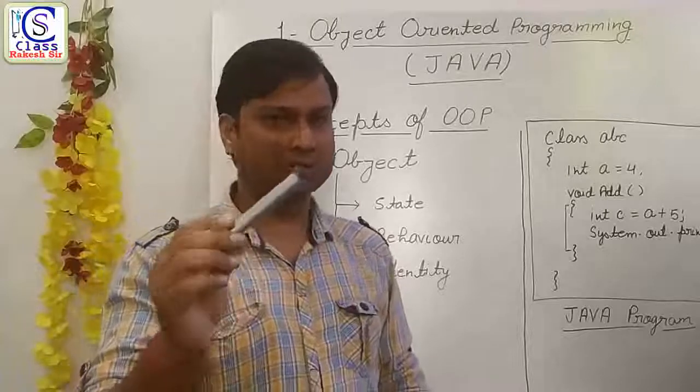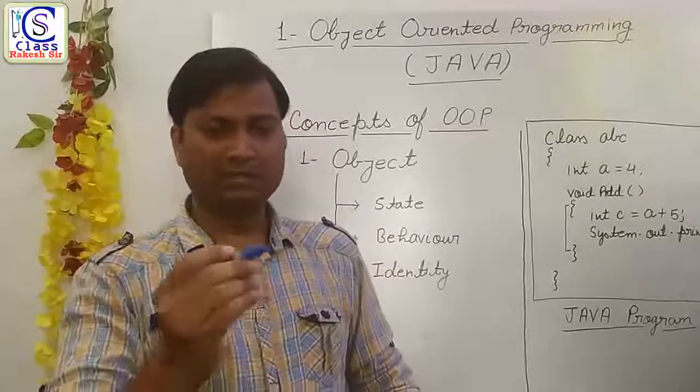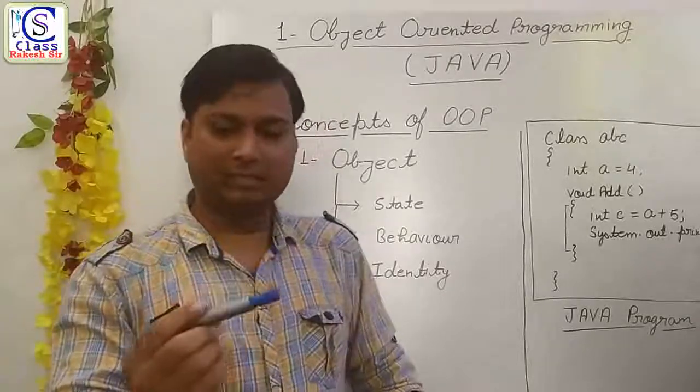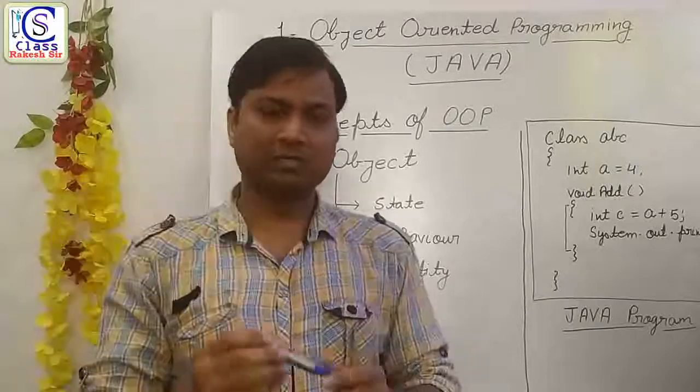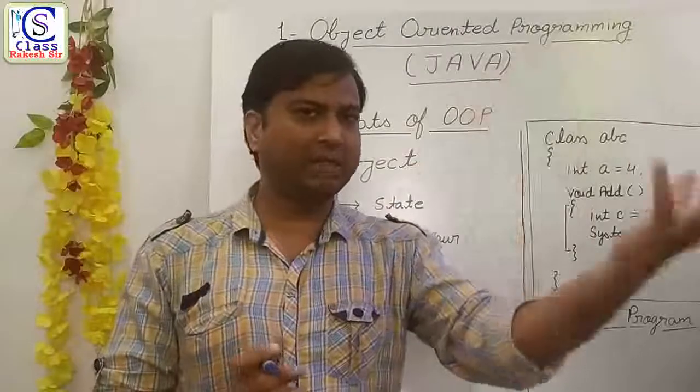State means what? This marker is a solid. This is a state. Behavior means what? This marker is used for writing something. And identity means what? This marker has a name, so that is the identity. Same here. So this is an object in our real world.